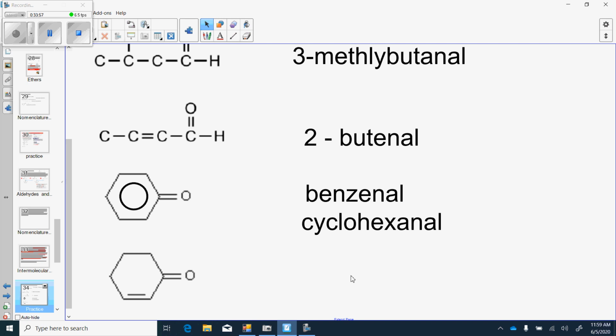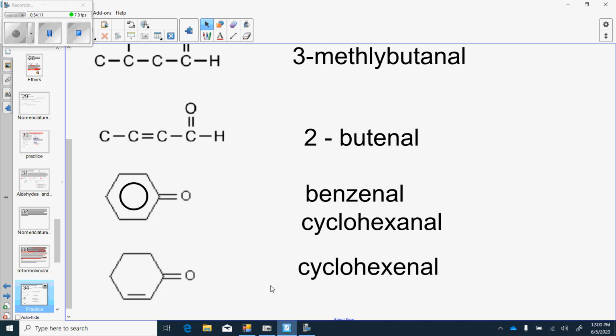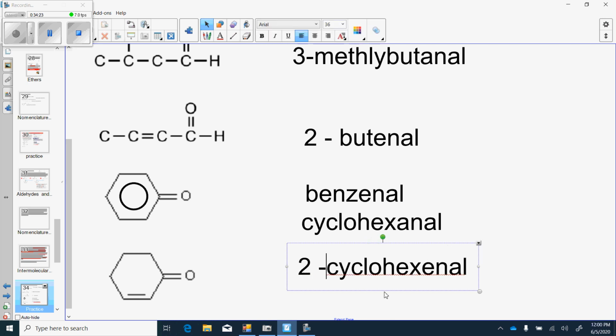Here we have cyclohexene. We drop it, put Al. We know these are all aldehydes because wherever we put that double bond to the O is going to be the first carbon. So we should probably include 1, 2 in front of this to show where the double bond is. Okay? Whew.